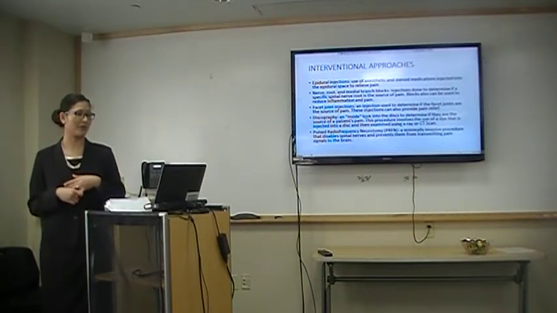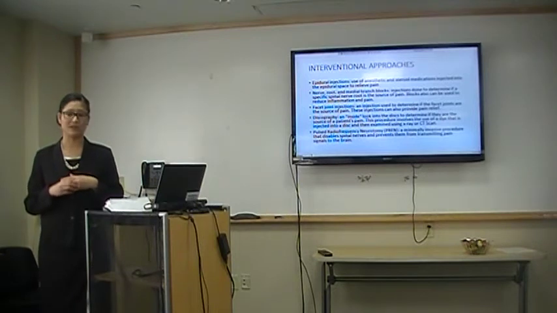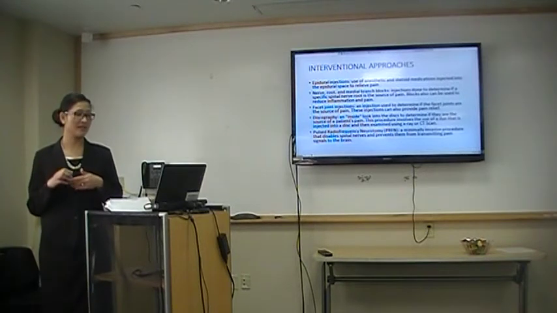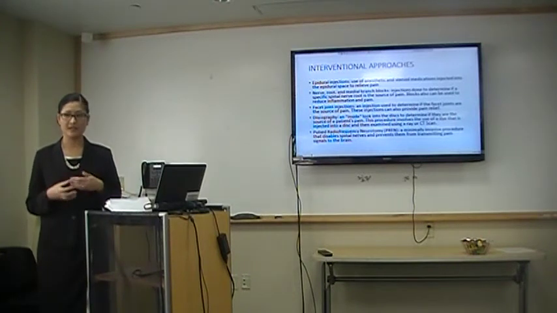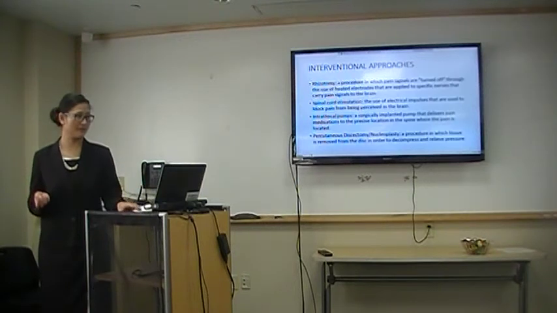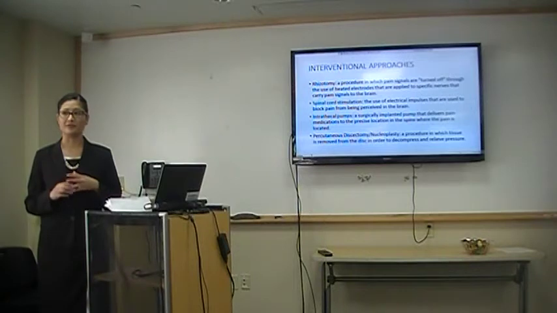Examples are your epidural injections, where you use anesthetic and steroid medications and inject them into the epidural space. You have your nerve root and medial branch blocks, your facet joint injections, and discography. Basically, this involves the use of a dye that is injected into the disc and then examined using X-ray or CT scans. Your radiofrequency procedures are minimally invasive, where you disable spinal nerves and prevent them from transmitting pain signals to the brain. There's also rhizotomy, spinal cord stimulation, intrathecal pumps, percutaneous discectomy, or nucleoplasty.